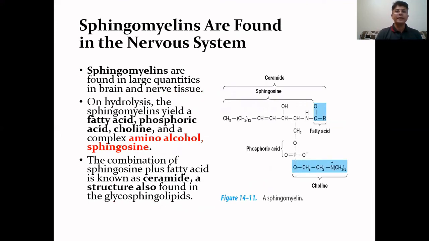Sphingomyelins are found in the nervous system. Sphingomyelins are found in large quantities in brain and nerve tissues. Upon hydrolysis, the sphingomyelins yield a fatty acid, phosphoric acid, choline, and a complex amino alcohol, sphingosine. So sphingosine esterified with the fatty acid is called ceramide. So this is the structure which is commonly found in the glycosphingolipids.